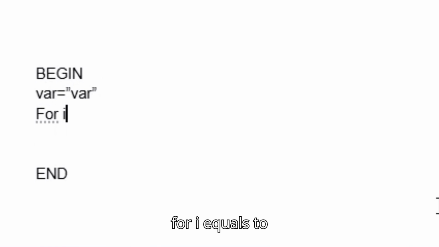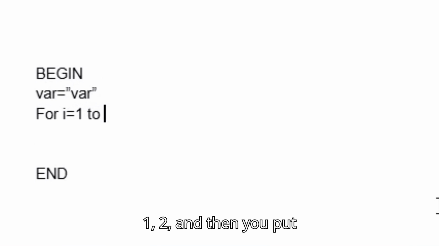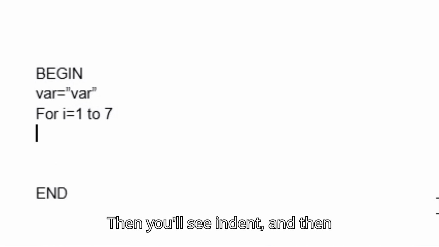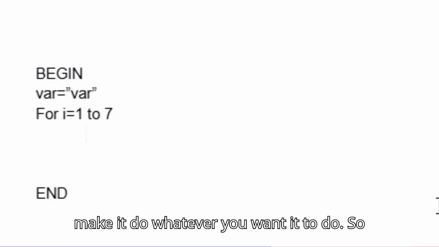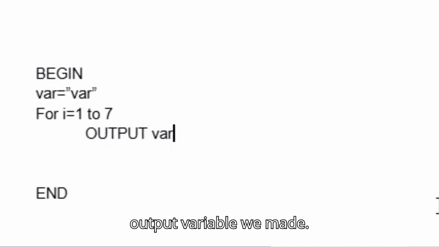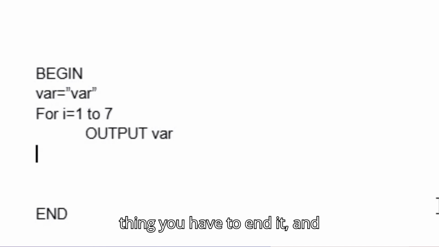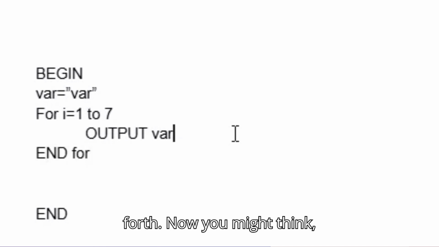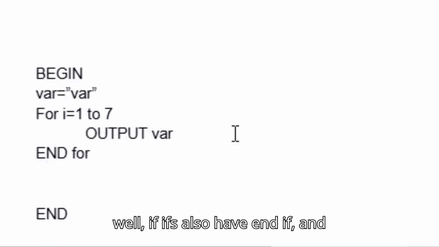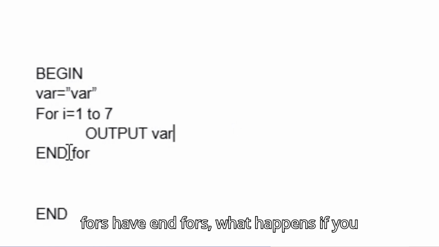So for I equals 1 to 7, and then you put what number you want, however many times you want to loop by. I like 7. Then you obviously indent, and then make it do whatever you want it to do. So, output the variable we made. Then obviously, with any pseudocode thing, you have to end it. End for.